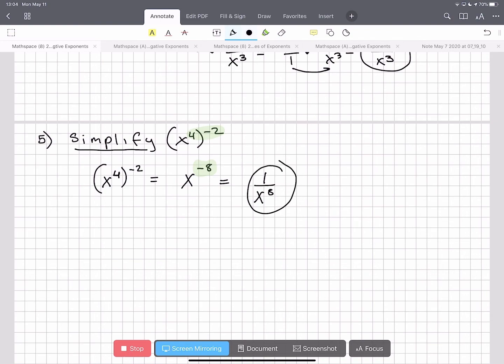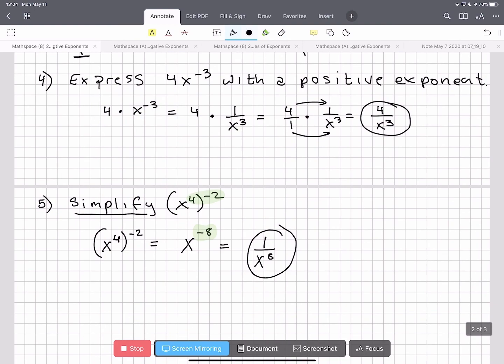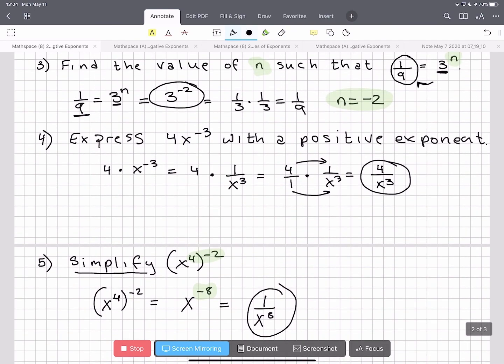So these are the types of problems in Mathspace that you have to do. If you go back to this video and just look at the steps that we did here for each problem as you're solving it, you should be good to go.